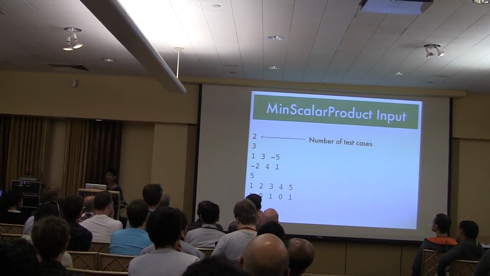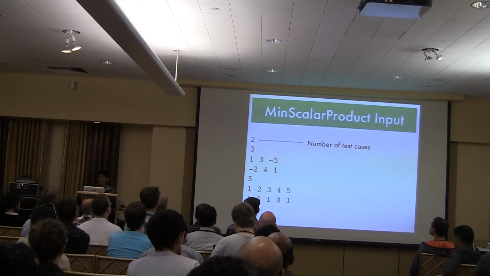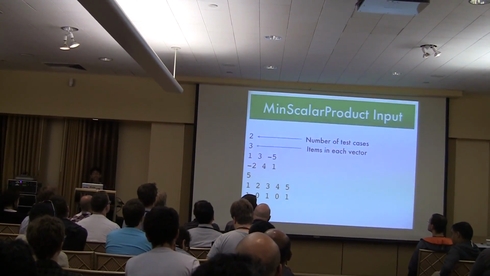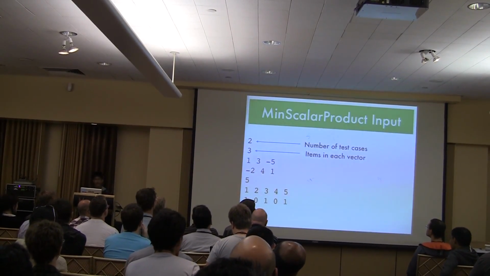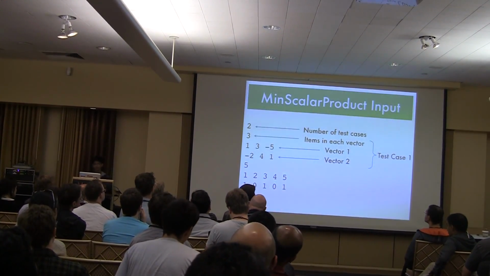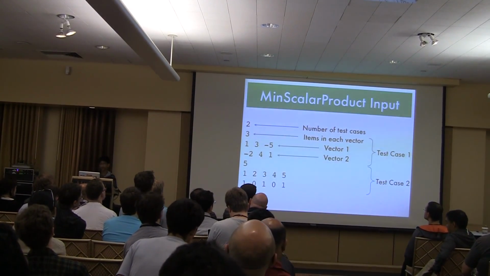The first line in this is the number of test cases. Then you get your test cases. In each test case for this problem, the first line is the amount of items in each vector. Then you have your two vectors. And this makes test case 1. Then you also have test case 2, which follows the same pattern.